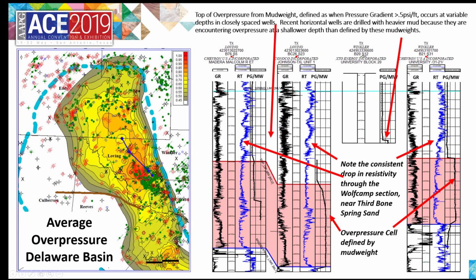Then you start to look at it a little bit closer, though, and you find that the top of the overpressure from the mud weight, defined as when the pressure gradient goes above 0.5 psi per foot, occurs at variable depths in closely spaced wells. Right here, this is the line of cross section. These two wells are pretty close in Loving County, with gamma ray and resistivity. This black line is the pressure gradient defined from mud weight. As you can see, I'm defining very different pressure gradients very close to each other, and the top of overpressure is significantly different for these closely spaced wells.